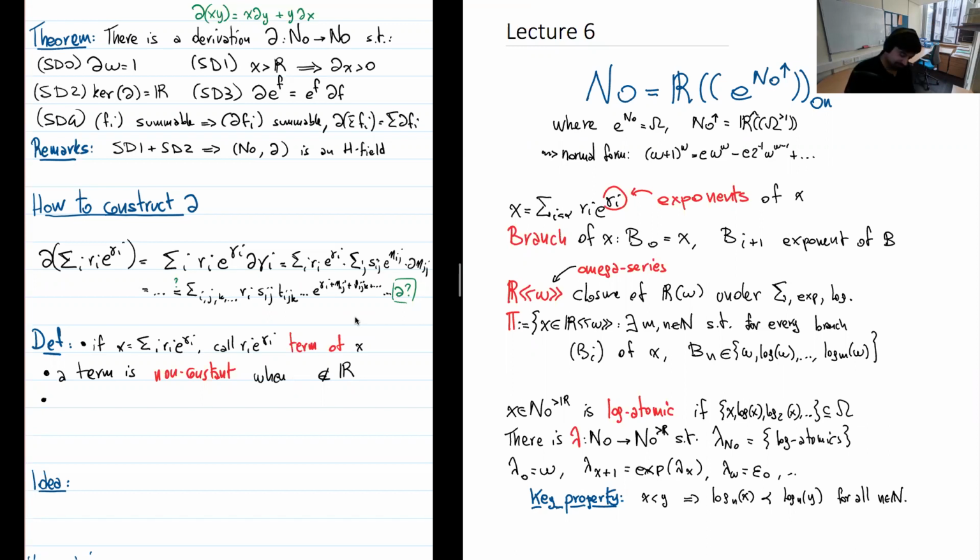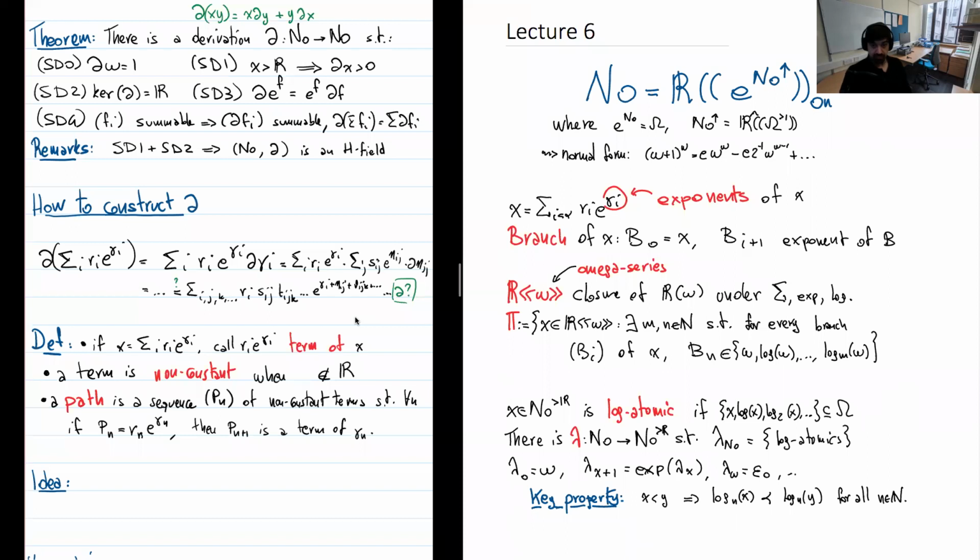And a path is a sequence P_n of non-constant terms such that for all n, if P_n is the term R_n e to gamma_n, then P_{n+1} is a term of gamma_n. Okay, so a path is fairly similar to the branches that Alessandro was using on Monday, but a branch is made of surreal numbers, so you start with x. Here a path is made of terms.